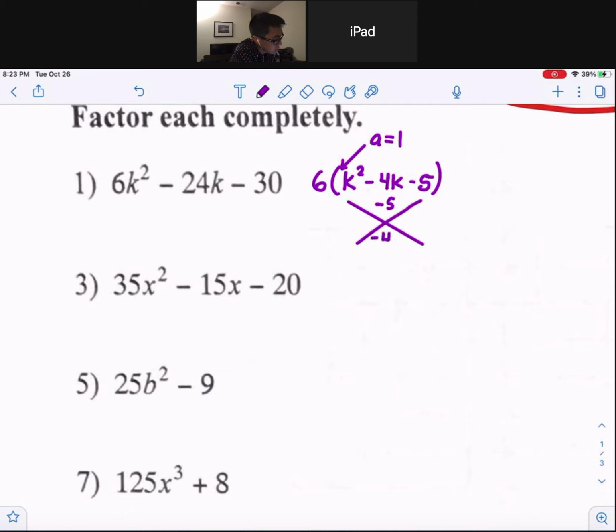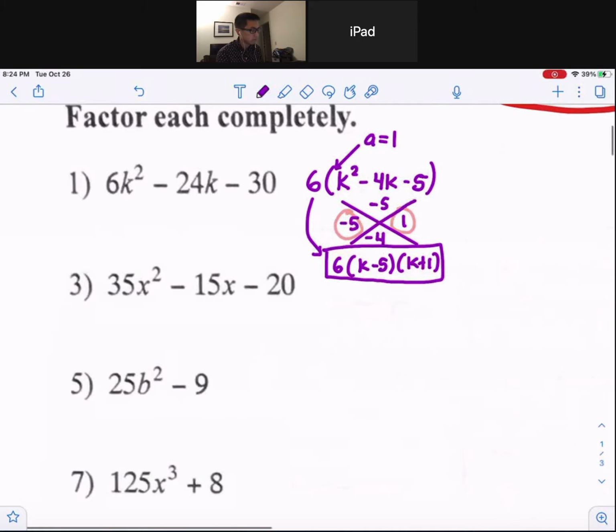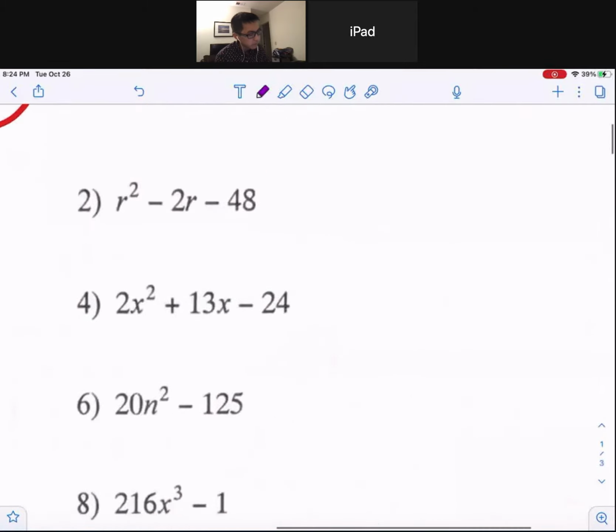Negative 5 up top, negative 4 on the bottom. Two things multiplied give negative 5, added give you negative 4. That is negative 5 and 1. And since a is equal to 1, all you gotta do is use the two side numbers as your factors. Drop down the 6, k minus 5 times k plus 1. So that's number 1.